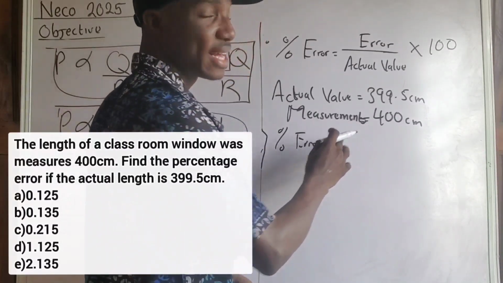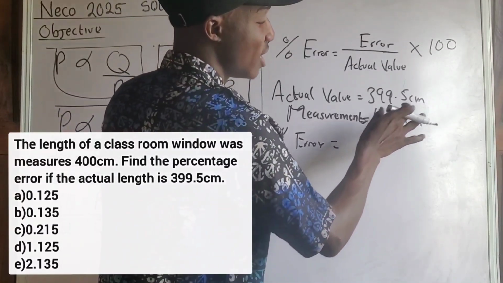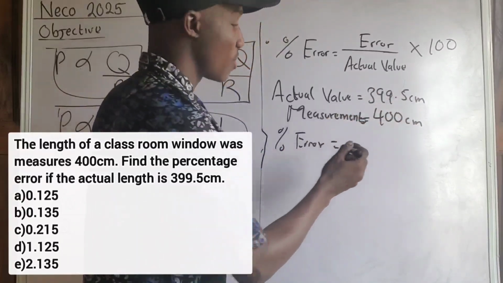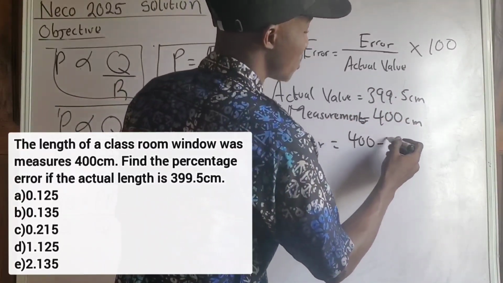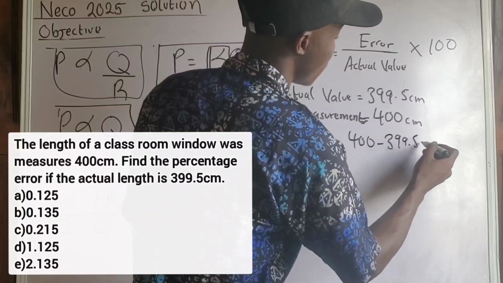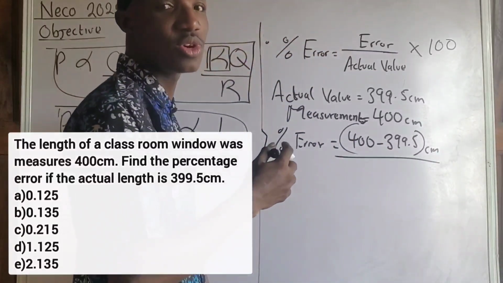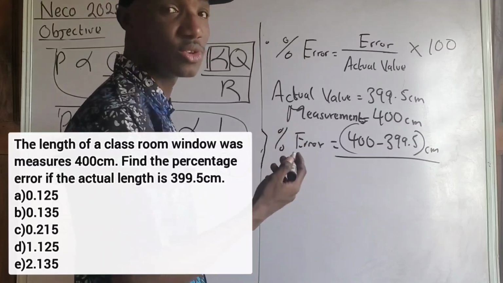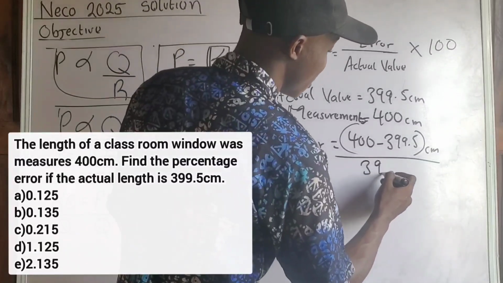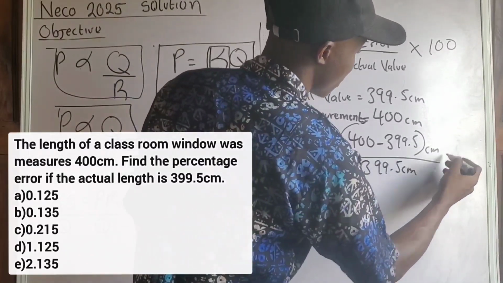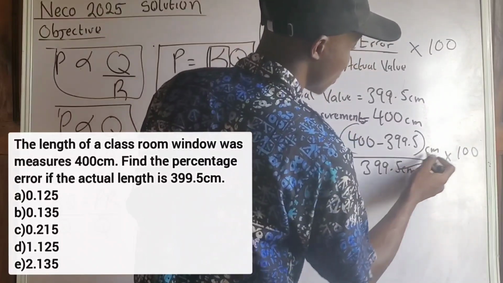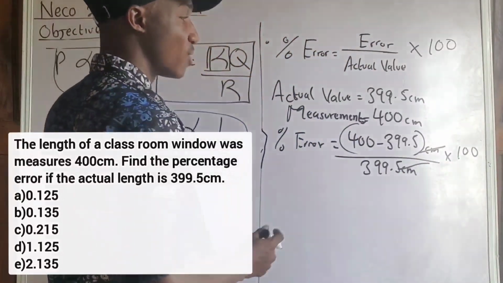So the percentage error equals error. To get the error, it will be the difference between this and this. You understand? So I'm going to have 400 minus 399.5 centimeters all over the actual value. The actual value is the measurement of that window itself. So that will be 399.5 centimeters times 100. Okay, this will cancel this.